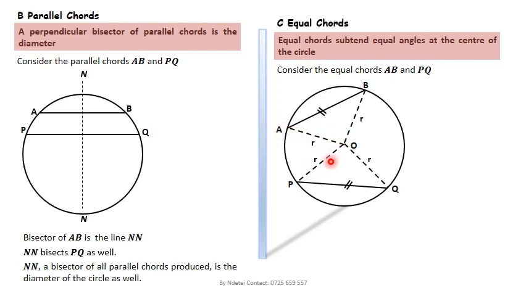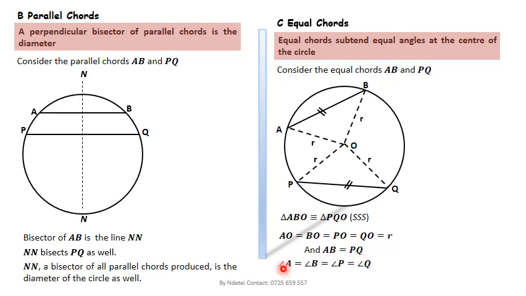Notice that AO, BO, PO, and QO are all radii of the circle. That tells us something, that the triangle ABO is congruent to the triangle PQO according to the criterion of SSS, that is, three corresponding sides of the triangles ABO and PQO are equal. That is because AO equals BO equals PO equals QO equals the radius, and yet AB equals PQ.